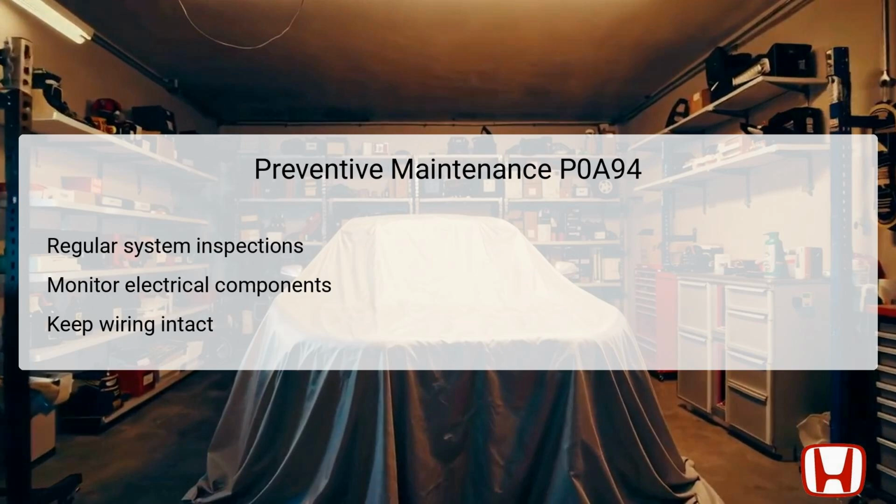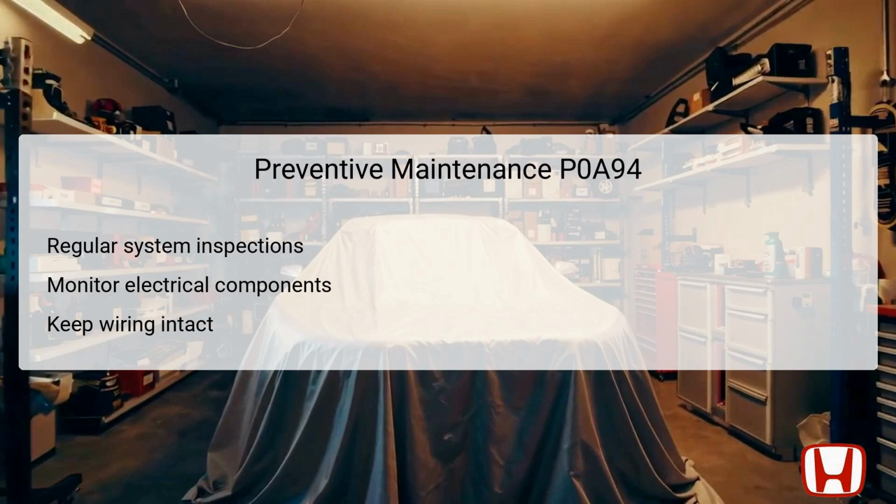To prevent recurrence of DTC P0A94, it is essential to implement routine preventive maintenance practices concerning the vehicle's electrical system. Regular system inspections will help detect early signs of wear or malfunction in the DC-DC converter and related components before they escalate into significant issues. Pay particular attention to the condition of wiring and connectors. Ensuring all connections are secure and free from corrosion can preempt potential electrical faults.